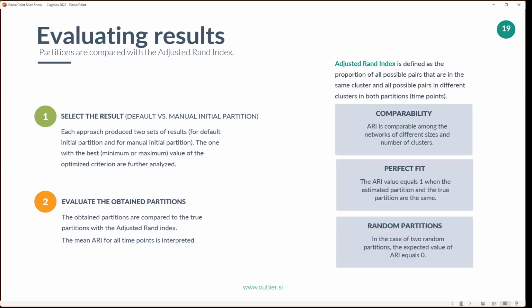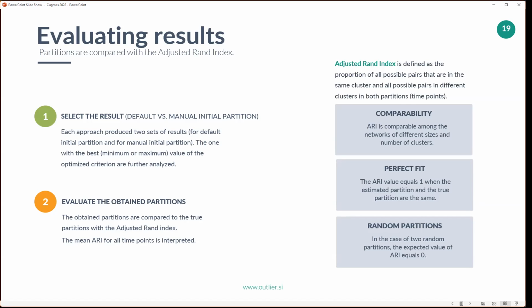We compare the obtained partitions by using the adjusted rand index. Since we got 4 values of the adjusted rand index, one for each time point, we will further interpret the mean ARI, adjusted rand index, across all 4 time points.